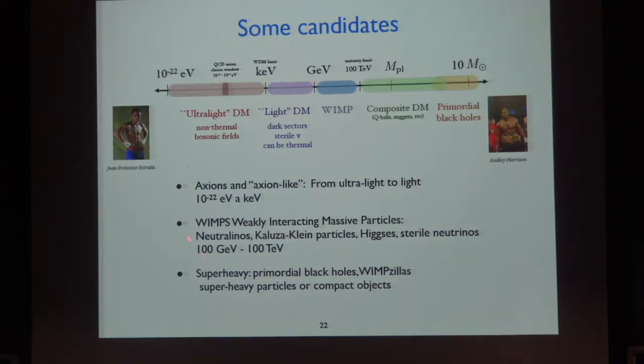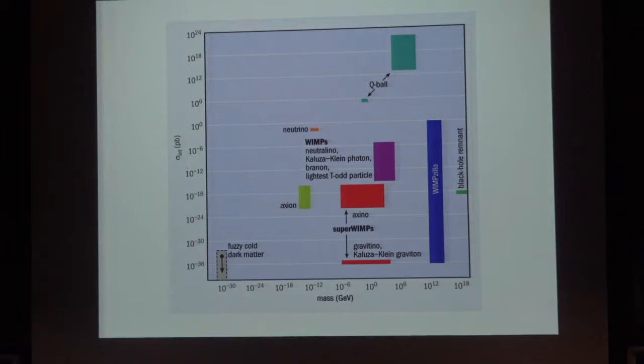And these are thermally produced, 100 GeV, 10 GeV to 100 TeV. There's an extra zero. They're super heavy: primordial black holes, WIMPzillas, which are particles produced non-thermally after inflation. I'm not going to talk about that, but it's possible to invent a WIMPzilla, which can also be dark matter, or super heavy particles, compact objects. So you see, we have more than one challenge.